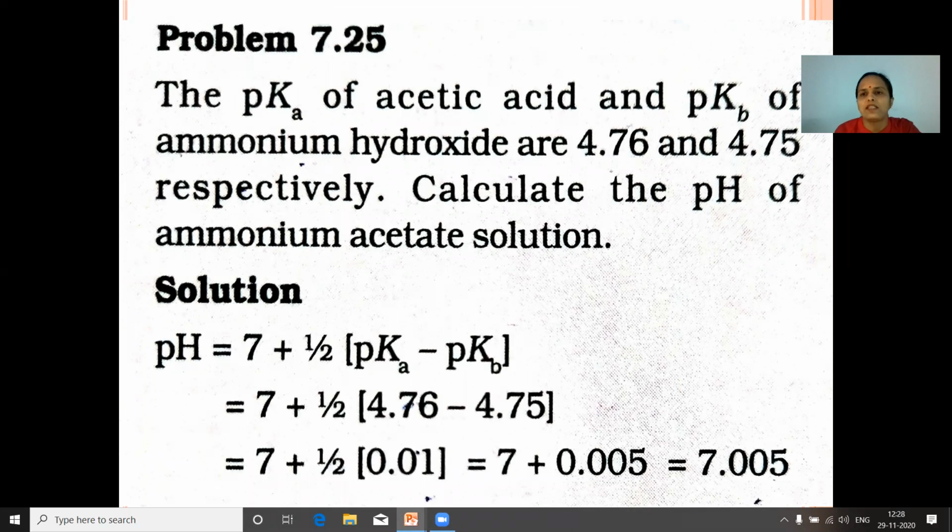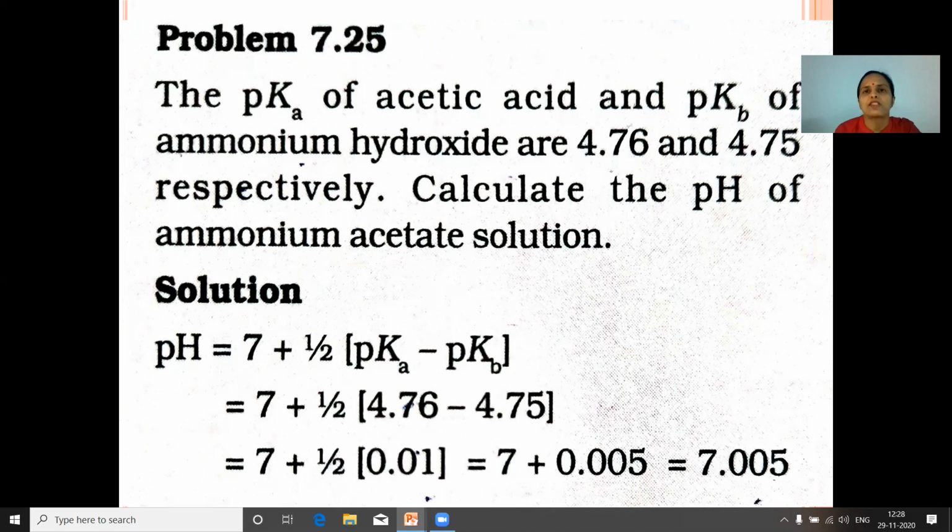The problem is: the pKa of acetic acid and pKb of ammonium hydroxide are 4.76 and 4.75 respectively. Calculate the pH of ammonium acetate solution. So you put in this formula: pH is equal to 7 plus half (pKa minus pKb), equals 7 plus half (pKa is given here as 4.76, minus pKb value is given here as 4.75). So on calculation, I get the pH of the solution greater than 7.